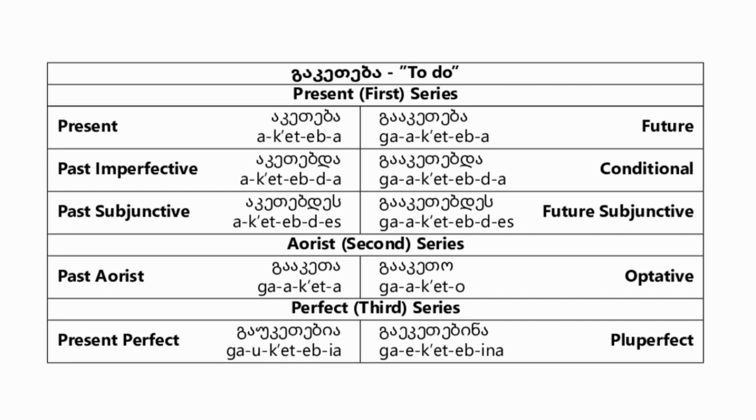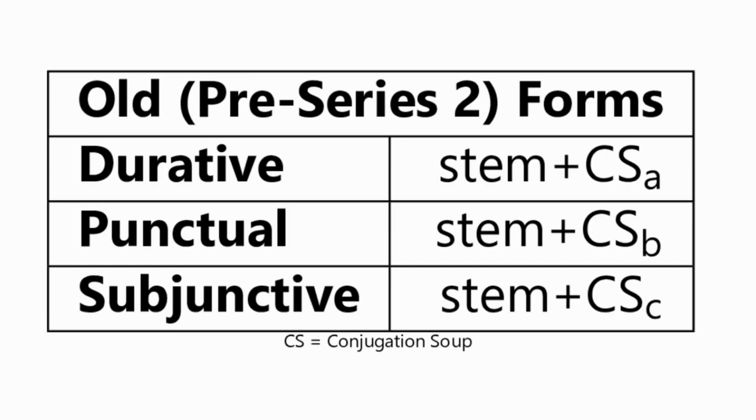But of course, we can still go back further to some early common Kartvelian, where the verb forms just have 3 oppositions instead of the many series of the modern language: a durative, a punctual, and a subjunctive. These were the forms that would eventually evolve into the Series 2 forms. This is the reason you might hear that the Kartvelian Series 2 is older than Series 1 and 3.